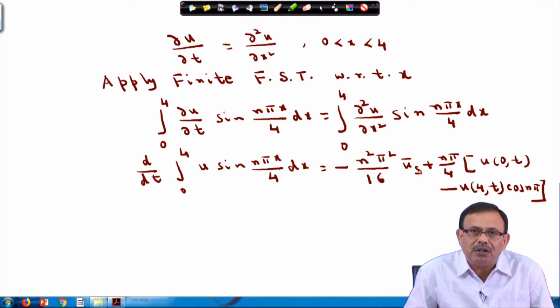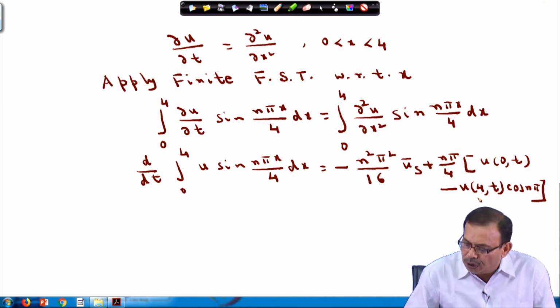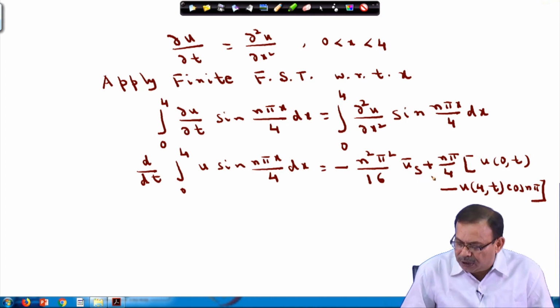Please note that this u bar s is nothing but the finite Fourier sine transform of the function u(x, t), plus n pi by L, L is 4 again. So, it is n pi by 4 into u(0, t) minus u(L, t) into cos n pi. So, L is 4, so u(0, t) minus u(4, t) into cos n pi. Therefore, you are getting this.